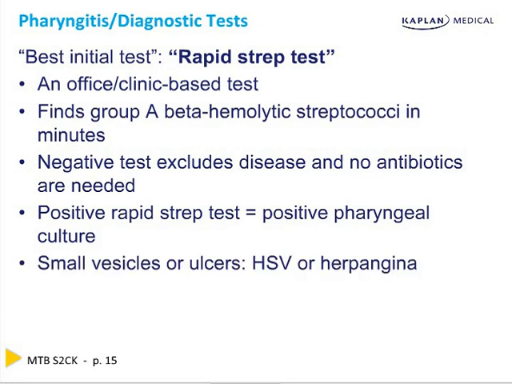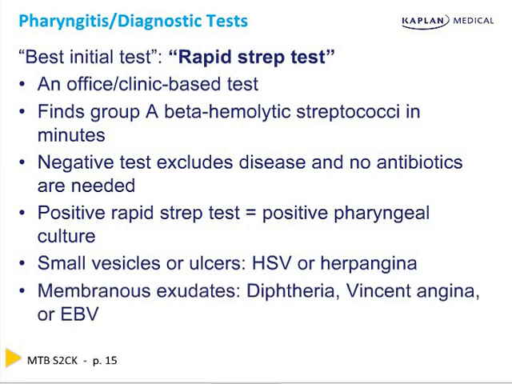Remember that ultimately the reason we're treating is because we want to prevent rheumatic fever. We want to prevent rheumatic fever and post-streptococcal glomerulonephritis. That's the main reason we're treating. Vesicles and ulcers are herpes simplex virus, herpangina, because it hurts. Herpes that hurts. Herpes that hurts me. Membranous exudates are diphtheria, Vincent's angina, Epstein-Barr.